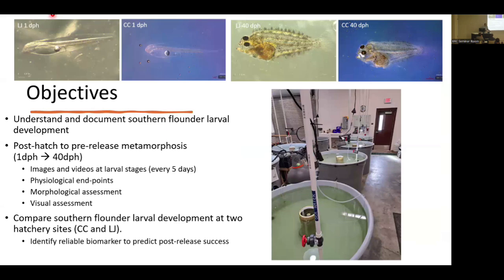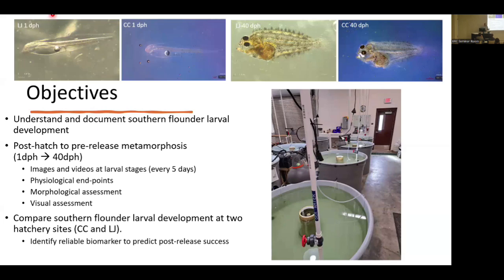My sampling process took basically 3 stages over the course of each sampling day. I was going to both hatcheries, at Corpus Christi and Lake Jackson, to document and record the physiological parameters of these fish from 2 different local hatcheries. I sampled one in every 5 days from 1 day post hatch, or DPH, to 40 DPH, looking at, again, morphological, physiological, and behavioral endpoints, with some visual assessment, which we'll talk about in a bit.